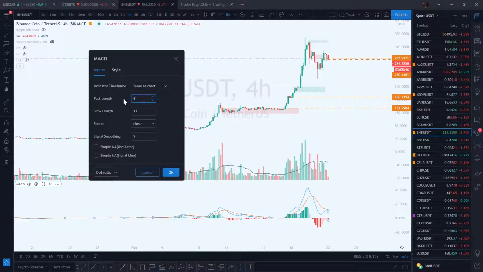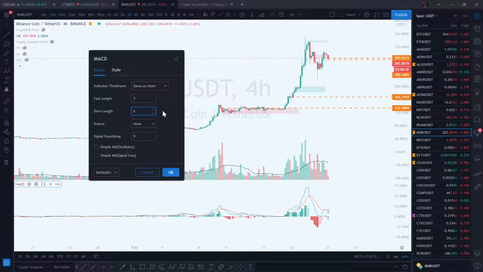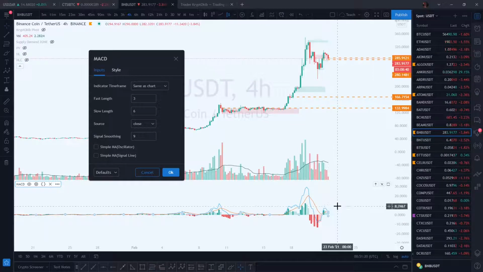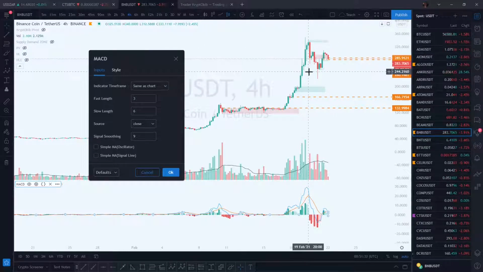If we even make it faster, let's say 3 and 6, now where do we have this cross under here? We have it on this particular red candle here. So if you sell on close of this, you will still be in profit because your stop loss will be just above here. You will be in profit. And you might have taken profit, or you might have given it back to the market.